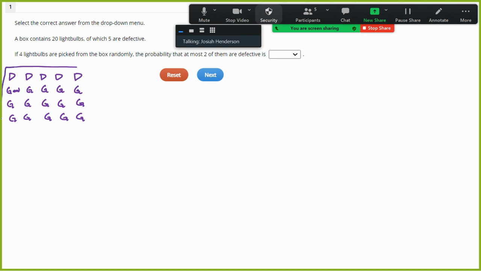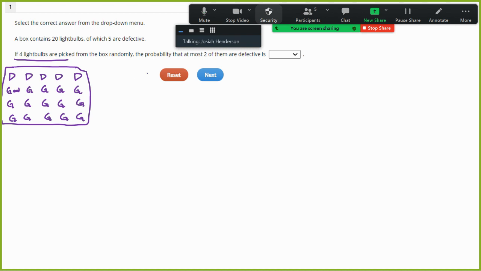So here's our box with the 20 light bulbs in it. Now we're picking 4 from the box randomly. And we're asking what is the probability that at most 2 of them are defective.